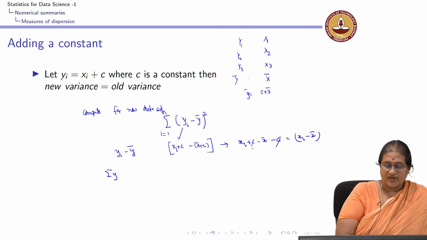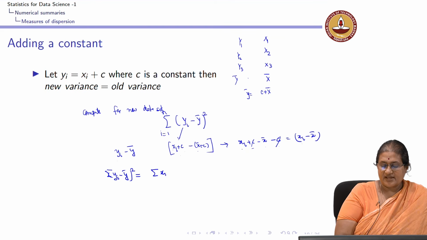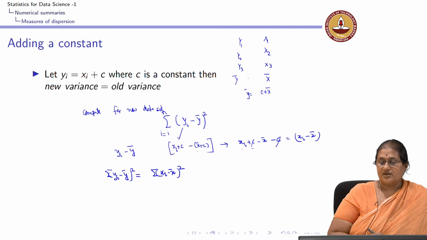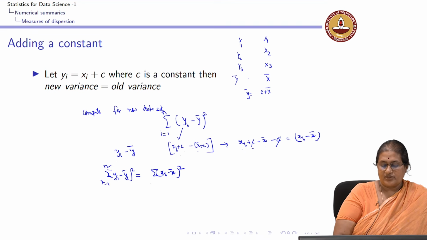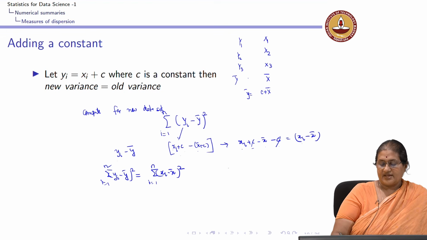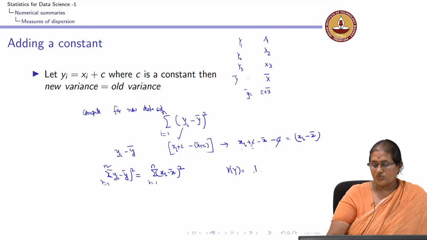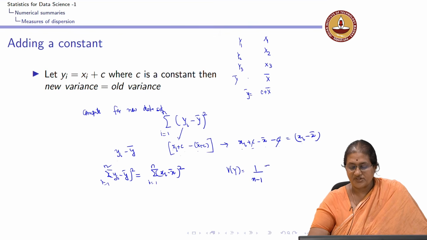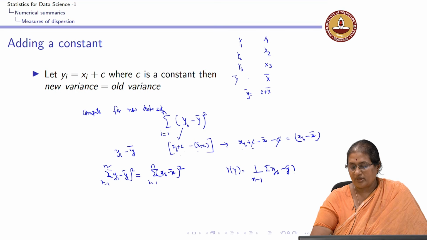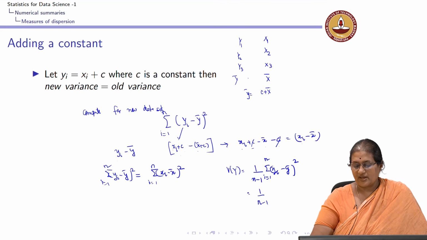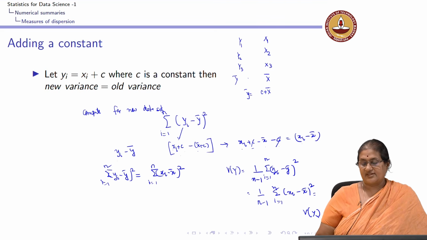So I have the numerator, which is yi minus y bar whole square, to be the same as xi minus x bar whole square, summing up over all values of n. Hence, variance of y, which is 1 by n minus 1, the number of observations is same, yi minus y bar whole square, i going from 1 to n, is same as 1 by n minus 1, summation i going from 1 to n, xi minus x bar whole square. This we already know is the sample variance of x.